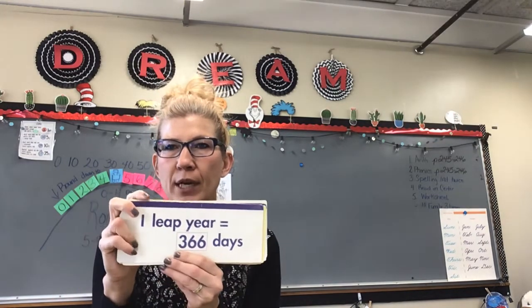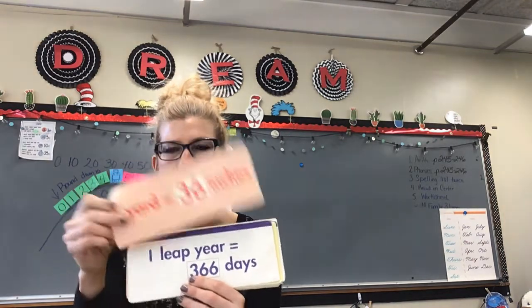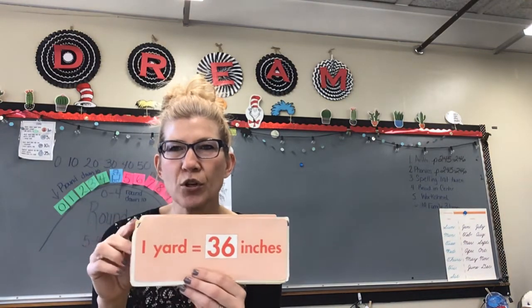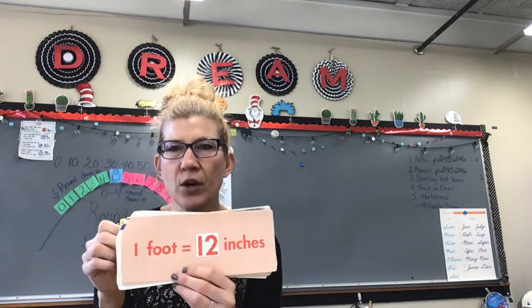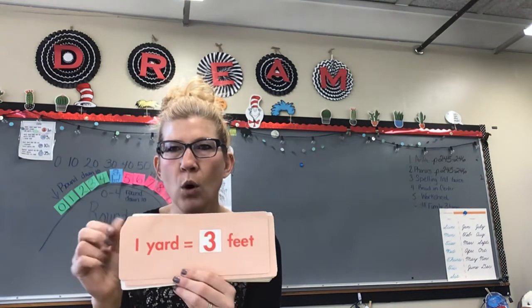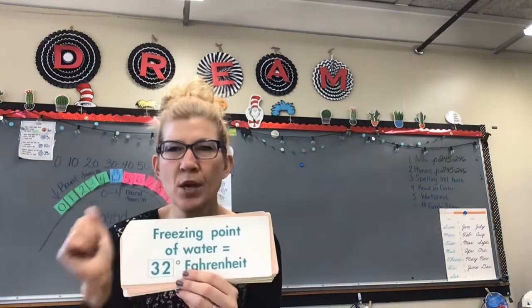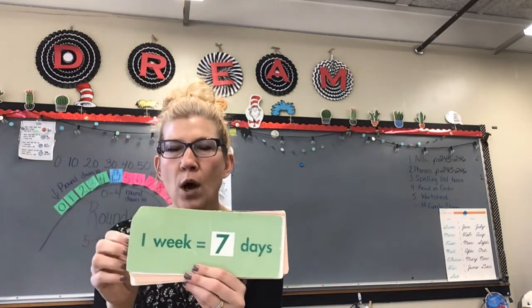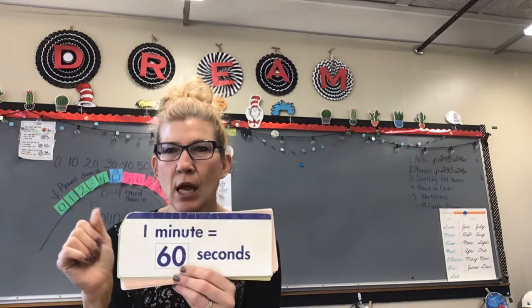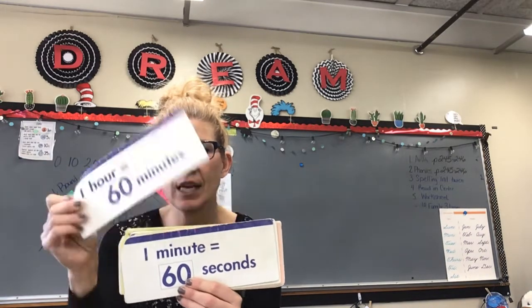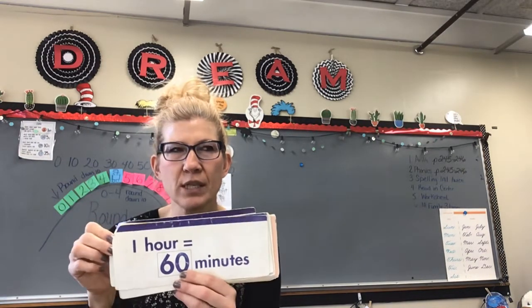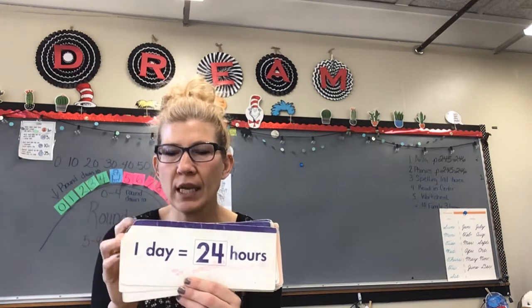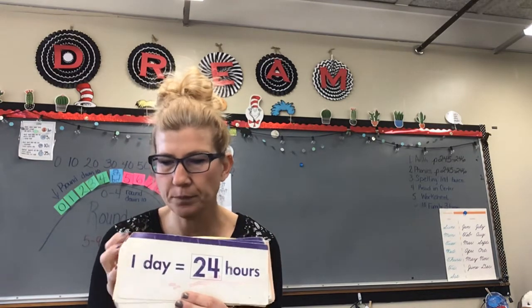1 leap year equals 366 days. 1 yard equals 36 inches. 1 foot equals 12 inches. 1 yard equals 3 feet. Freezing point of water equals 32 degrees Fahrenheit. 1 week equals 7 days. 1 minute equals 60 seconds. 1 hour equals 60 minutes. 1 day equals 24 hours.